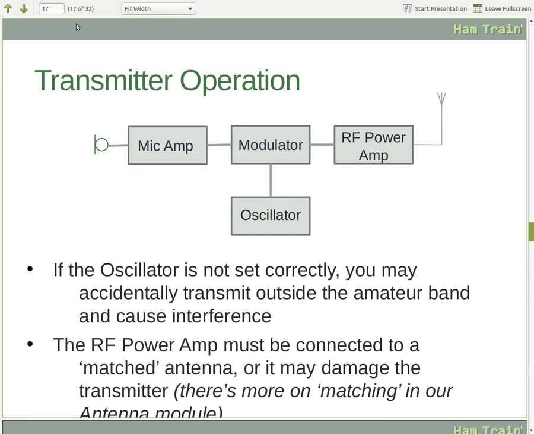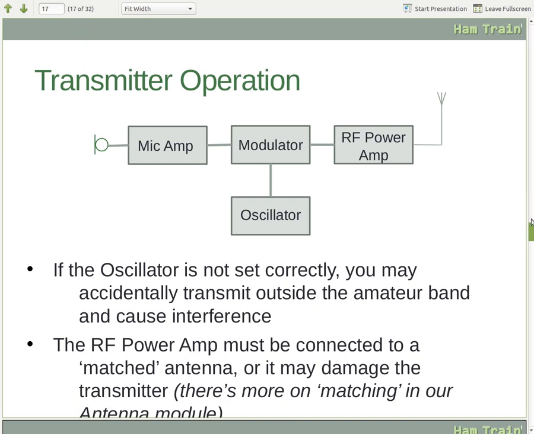The next stage is transmitter operation. As we can see from the diagram, we have the 4 boxes there, and if the oscillator that produces the radio frequency is not set correctly, you may accidentally transmit outside the amateur band and cause interference. This is important, and it's a critical part of your license that you do not transmit outside of the amateur bands. So we must make sure the oscillator is set correctly so that you are on the frequency you intend to be on.